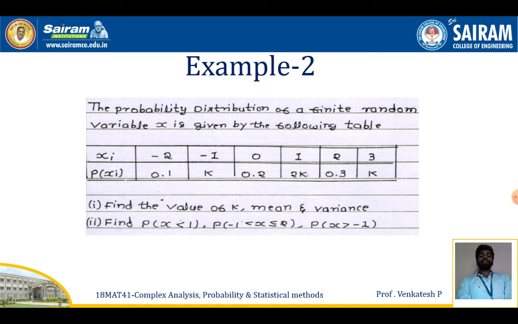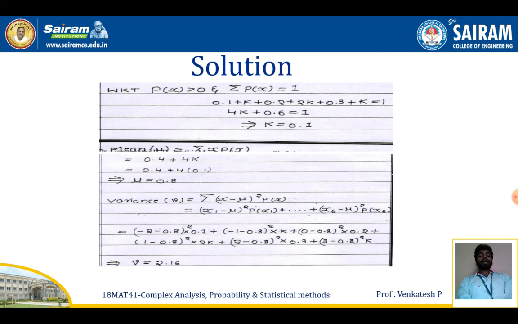We have to find the mean, we have to find the variance, and also we have to find p of x less than 1, p of -1 less than x less than or equal to 2, and p of x greater than -1. So let me see how to find the value of k.